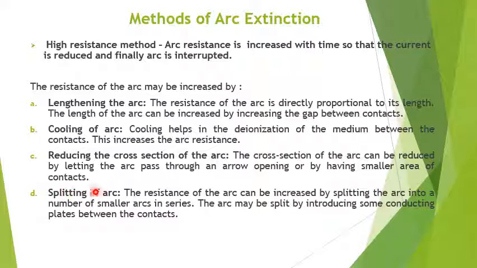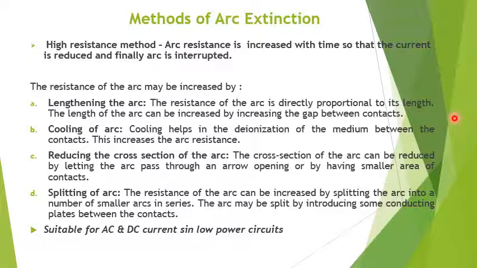D. Splitting of the arc. Again, the arc resistance can be increased by splitting the arc into a number of smaller arcs in series. The arc may be split by introducing some conducting plates between the contacts. This we'll study when we look at the different types of circuit breaker. The high resistance method cannot be used for high voltages. It is only used for DC and AC with a low power circuit.